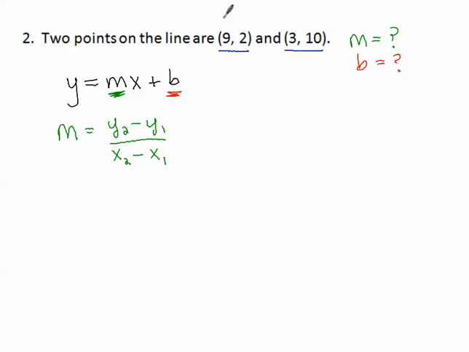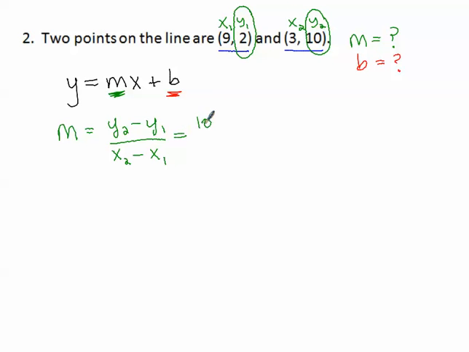Remember, both points have an x and a y, an x and a y. This is our first point, so this is x1 and y1. This is our second point, so this is x sub 2 and y sub 2. And we can plug these into our formula. So into y sub 2 and y sub 1, here is y sub 2, 10, and y sub 1, 2.